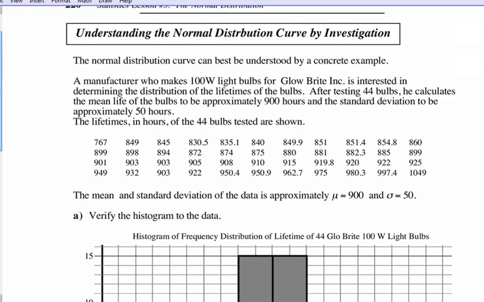Okay, so understanding the normal distribution curve. Here's an example where we have 100-watt light bulbs from Glow Bright, and these light bulbs have different lifetimes. After testing 44 bulbs, he calculated the mean life of the bulbs to be approximately 900. So 900 hours is the mean, or your average lifespan. And the standard deviation, remember, is the spread from the mean. It's 50 hours.